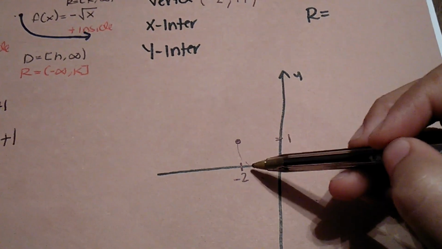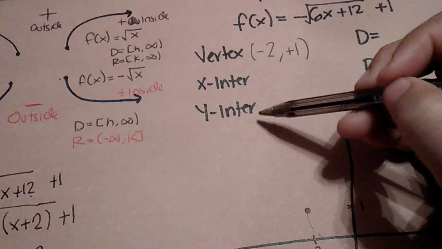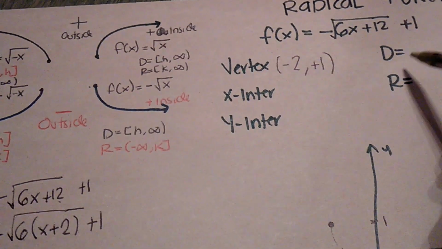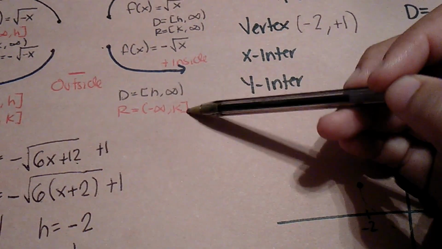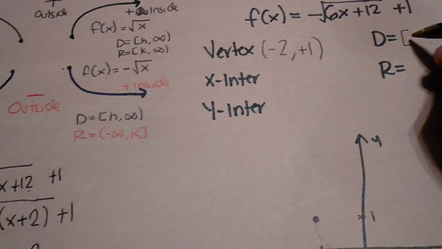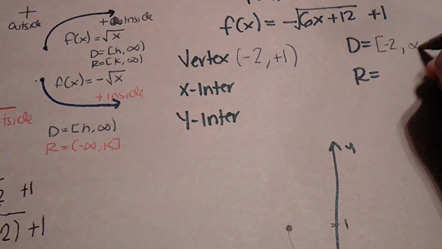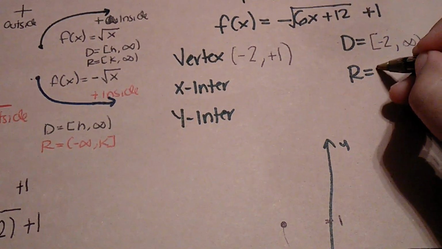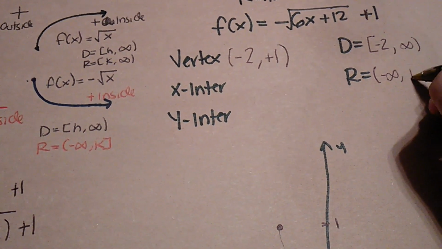So I'm going to have x-intercept and y-intercept. So I need to find them. Now, domain and range. I know that it's going to be like this, so my domain and range are going to be these ones. So it's bracket h, when h is minus 2, comma, infinity. And k, that is minus infinity, comma, k, and k is plus 1.